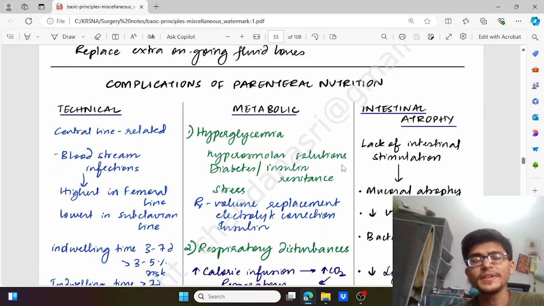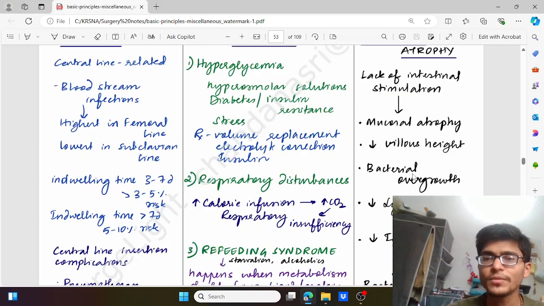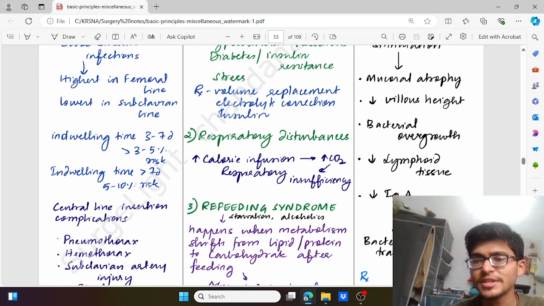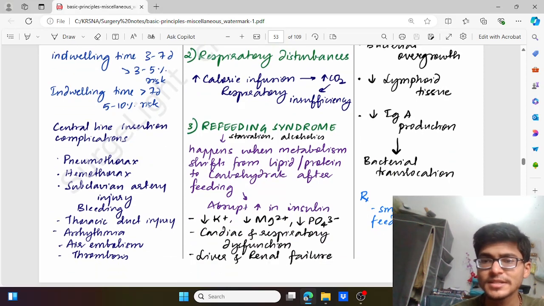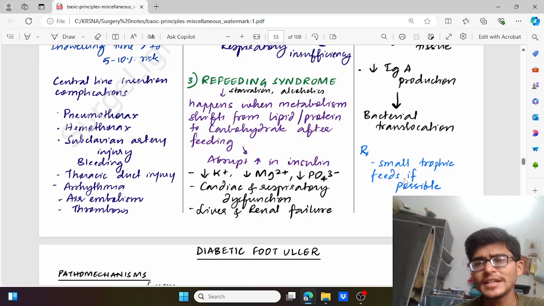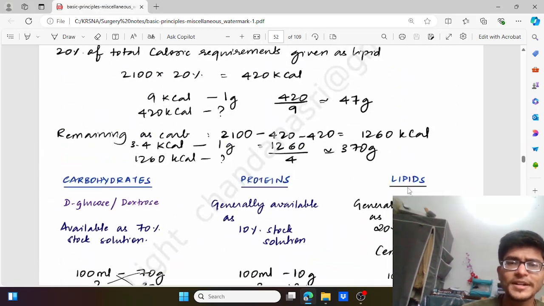Then intestinal atrophy resulting from the parenteral nutrition due to lack of intestinal stimulation. We will see mucosal atrophy, mucosa of the intestine becomes atrophied, villus height is decreased, the bacteria in the intestine which are dangerous can overgrow, there will be decreased lymphoid tissue, decreased IgA production resulting in bacterial translocation and possibility of infection and sepsis. So we have to try for giving at least small amounts of trophic or enteral feed whenever possible. So this was all about parenteral nutrition.